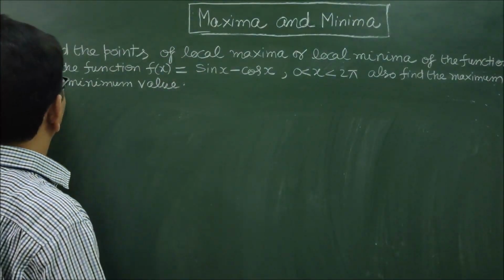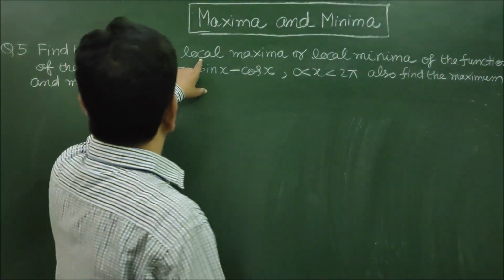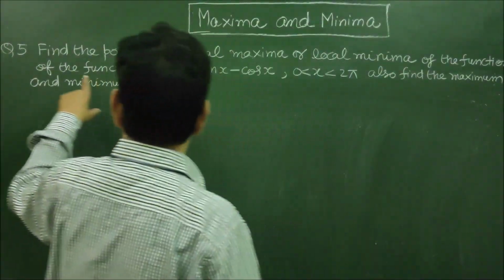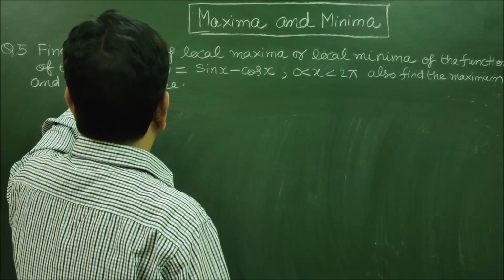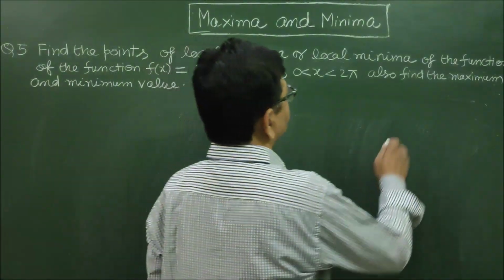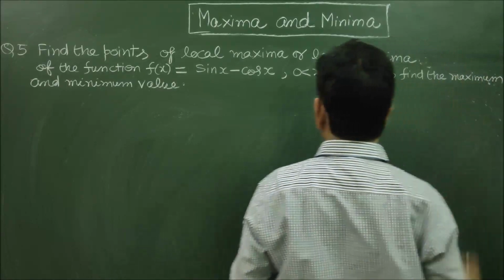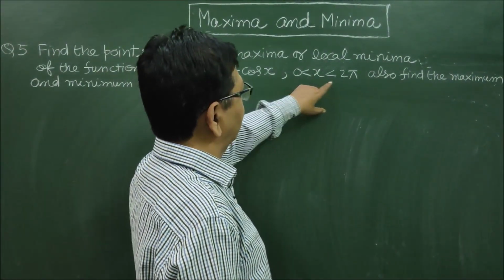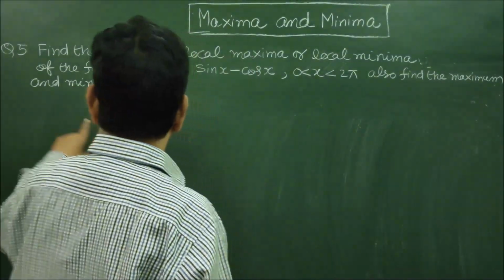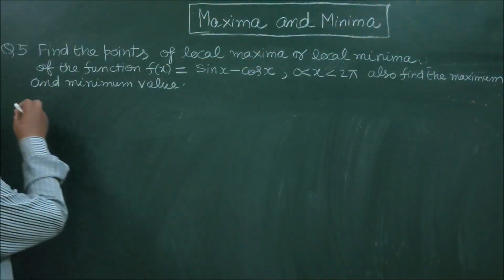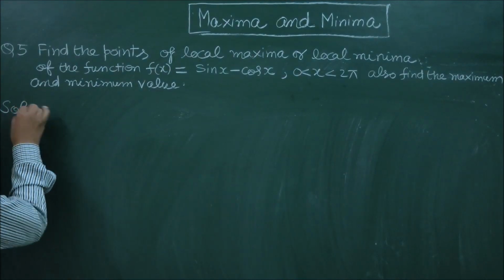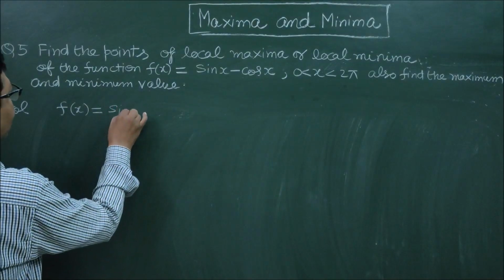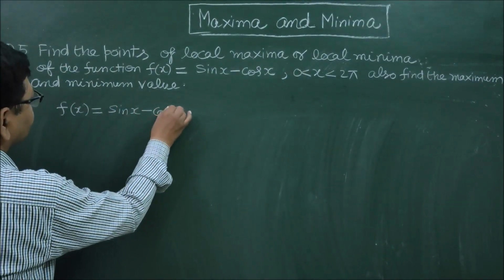Question number 5, find the points of local maxima or local minima of the function f(x) = sin x minus cos x, where x is greater than 0 and less than 2 pi. Also find the maximum and minimum value. The given function is f(x) = sin x minus cos x.